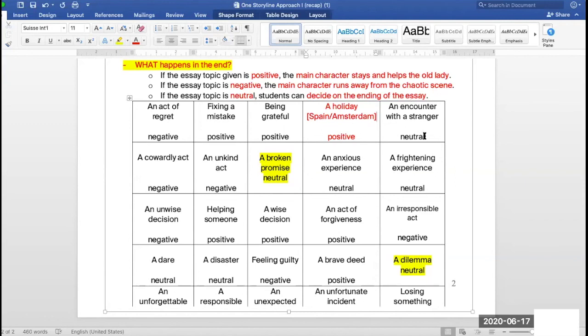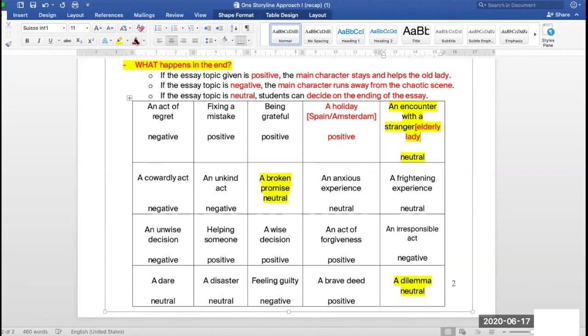So for this one here, an encounter with a stranger, this one is considered to be a neutral essay topic. The reason for this is because the stranger here definitely refers to the elderly lady. So this one is a neutral essay topic because it's up to you to decide how you would like to end. Either way, the fact that the main character bumps into the old lady, that in itself is already an encounter with a stranger. So that's why this topic is a neutral essay topic.